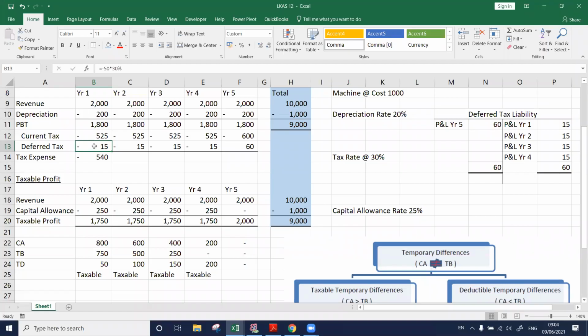Again P&L debit, this is an expense. We have credited the deferred tax liability account, this is also an expense. Therefore total tax expense is 540 in year 2, again 540 in year 3, 540 in year 4, 540. From year 1 to year 5, the total tax expense would be 540.